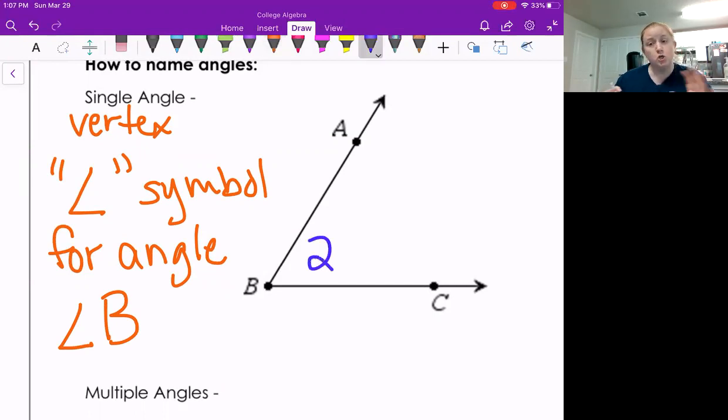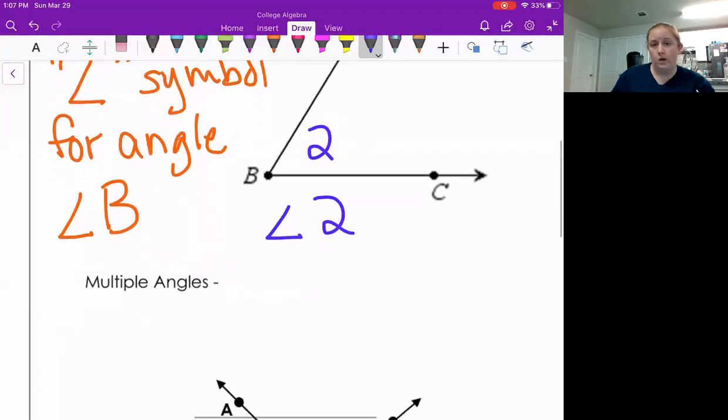Okay. Another way to name this is if inside that space, maybe there was a number. So let's say there was a 2 sitting in the space. We're still using the vertex, but we could then use our angle symbol and that number. So there's two of the three ways that we can name these, either with the vertex letter or a number, if there is a number in the space.